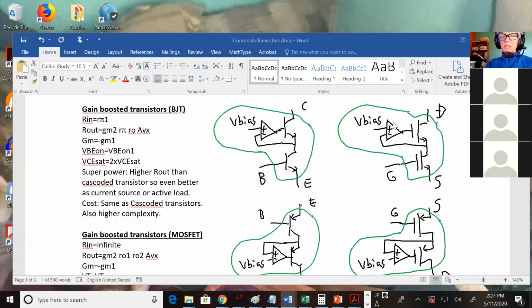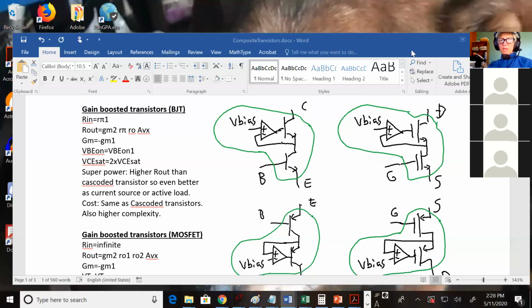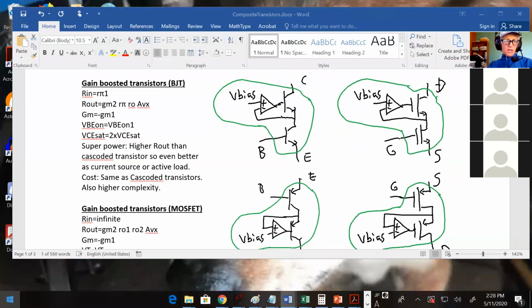The next compound transistor we're going to look at is a gain boosted transistor. A gain boosted transistor is something that happens in addition to cascoding, so you can't gain boost a transistor unless it's cascoded. You can see in here two NPNs stacked on top of each other. So you have the cascoding, but then on the input to the top transistor, you have an amplifier. And I have a video on this too, so if you need to go back and look at this, that's okay, but let's go through it.